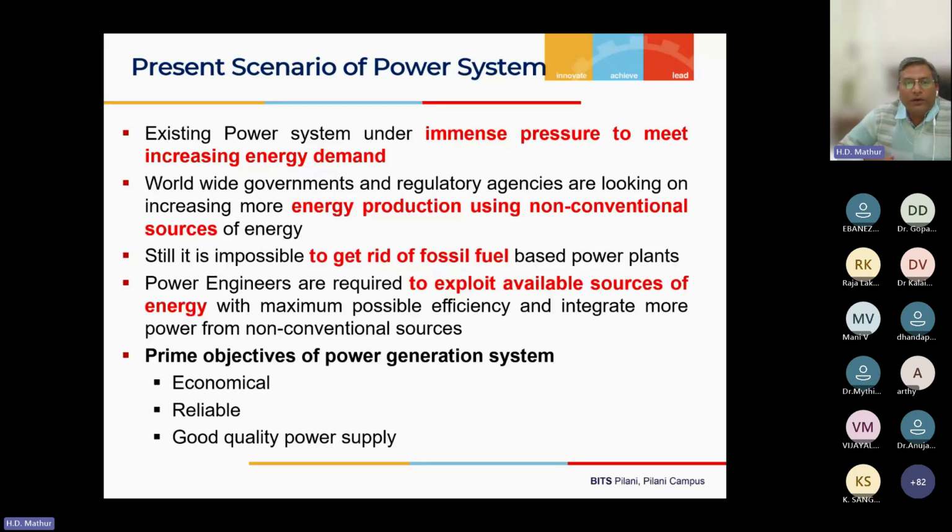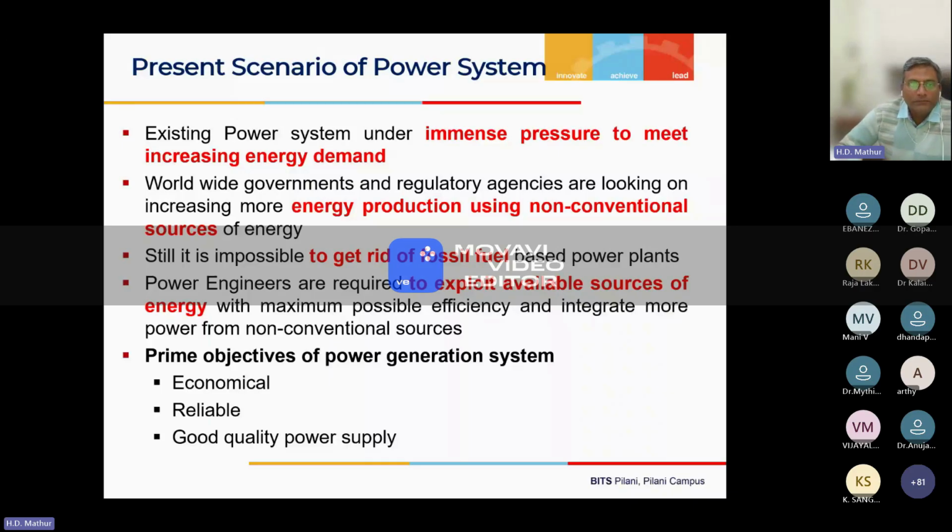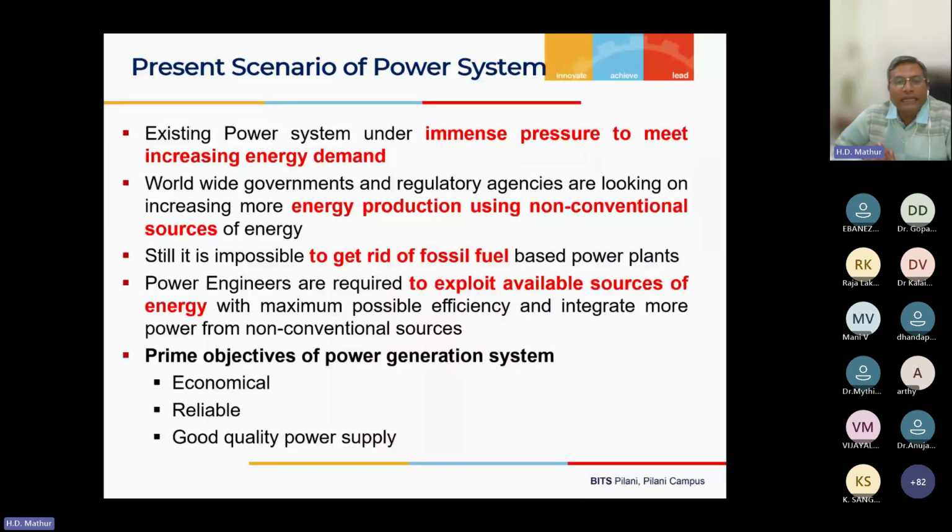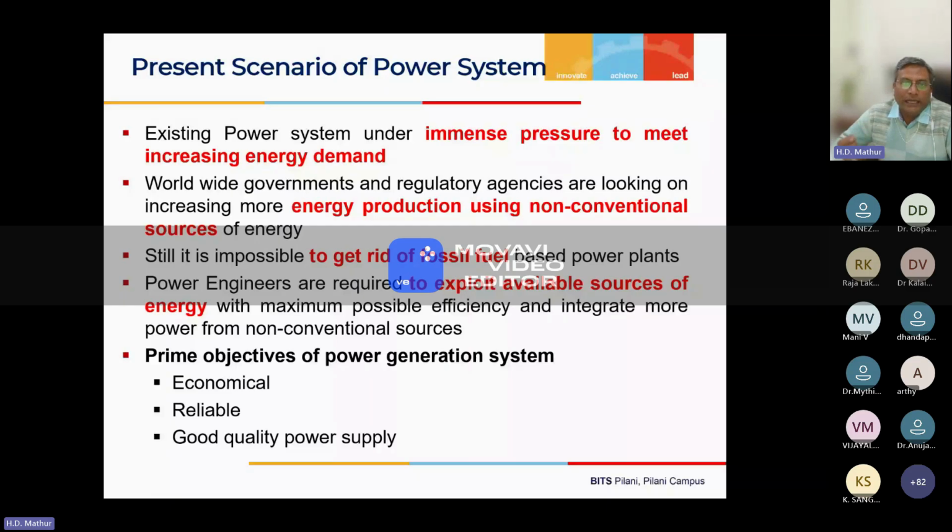We all are aware of the COP meetings that have been happening every year in different parts of the world. Our Indian government has already committed that by 2070 we will have net zero emission. Net zero emission means if we are emitting carbon dioxide equal to say X%, we are going to have a similar amount from renewables.